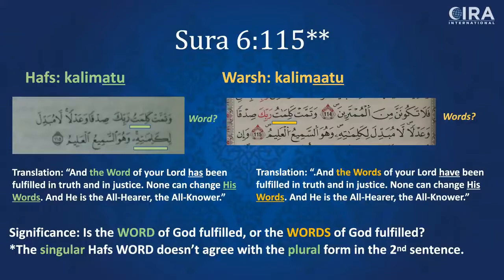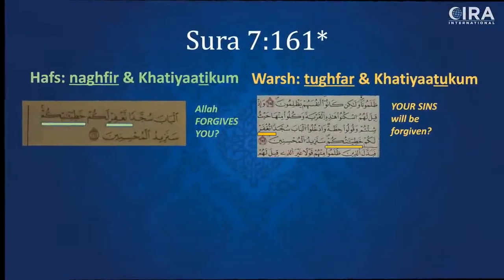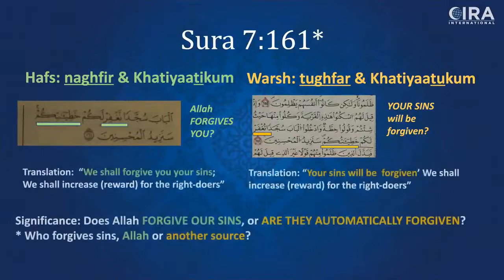Yeah. So that would have a theological problem, especially for the Hafs, and yet the Hafs is the one that is chosen. So here we're finding back to back a problem with the Warsh to begin with. Now we find a problem with the Hafs to end it. Let's go on then to another one. This is chapter 7, verse 161.